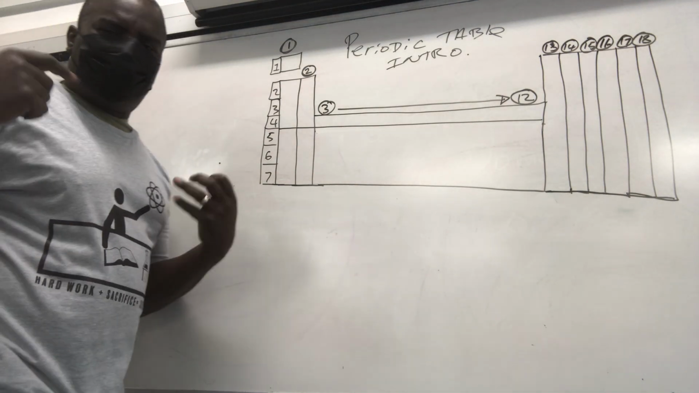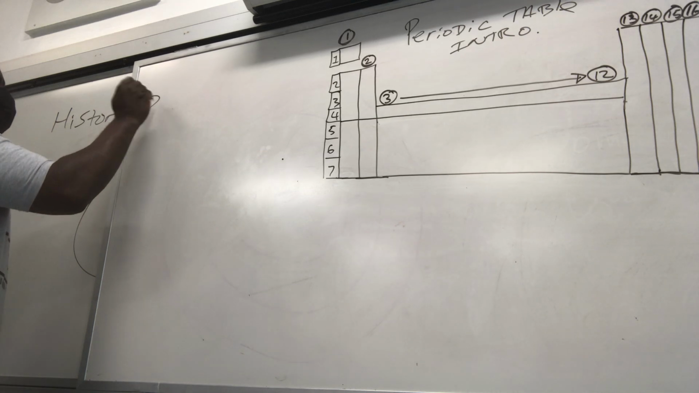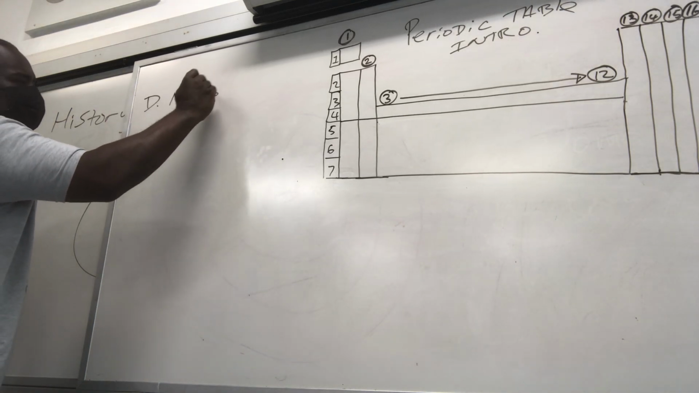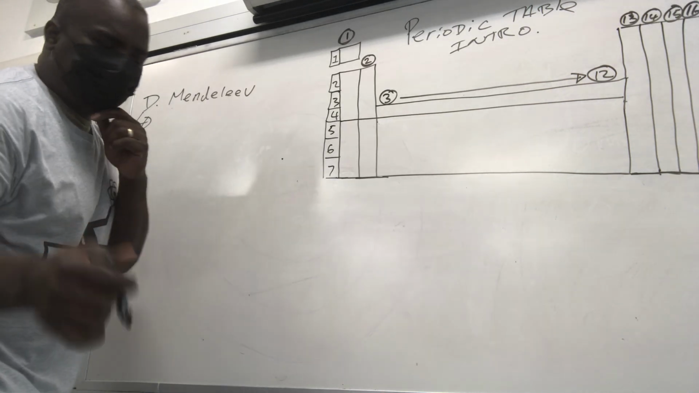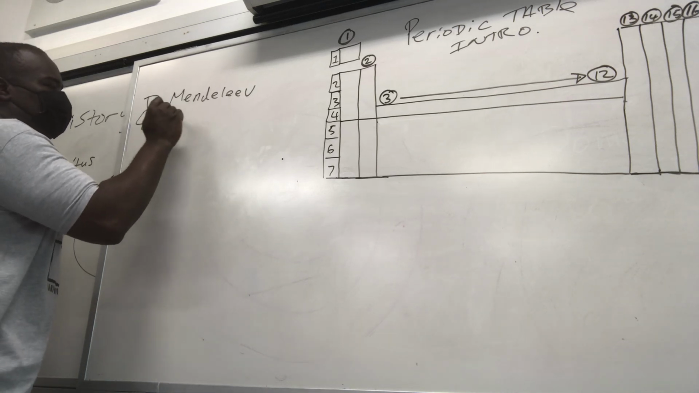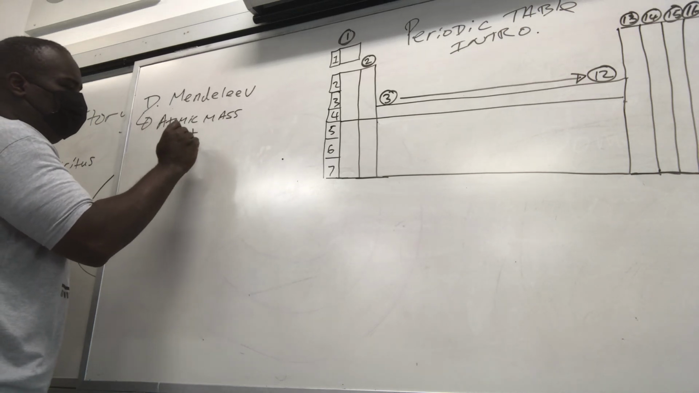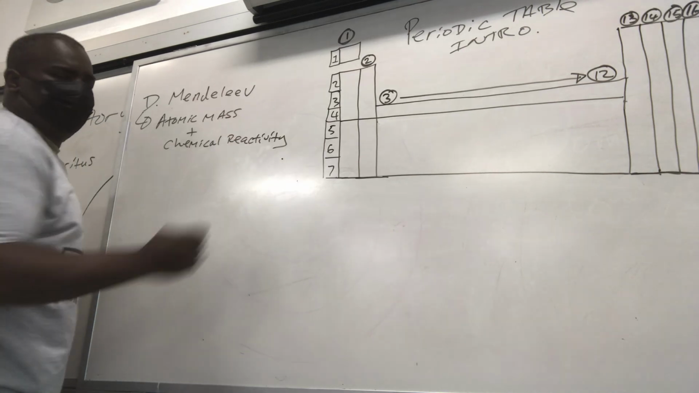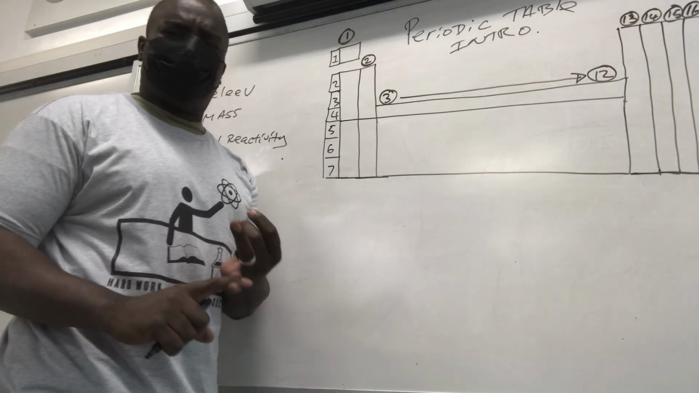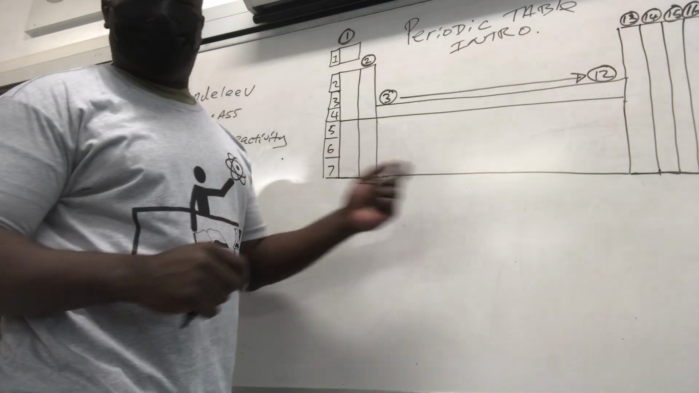So the very first thing, the father of the periodic table is considered to be Mendeleev. Okay, so I'm going to write his name down someplace. Mendeleev. And he arranged the periodic table, guys, by the atomic mass, and he also used the chemical reactivity of the elements to place them within specific groups. So what did Mendeleev use? The mass and chemical reactivity to place them in specific places on the periodic table.